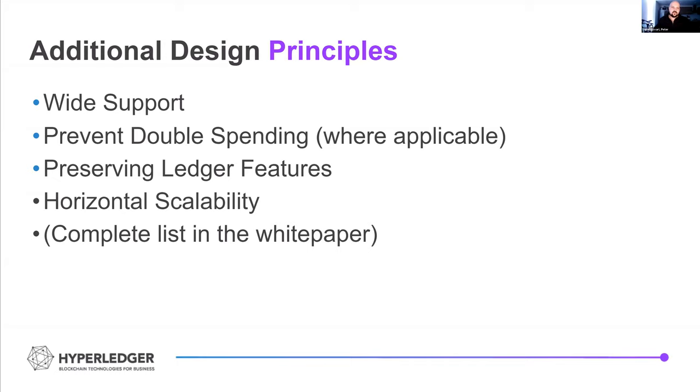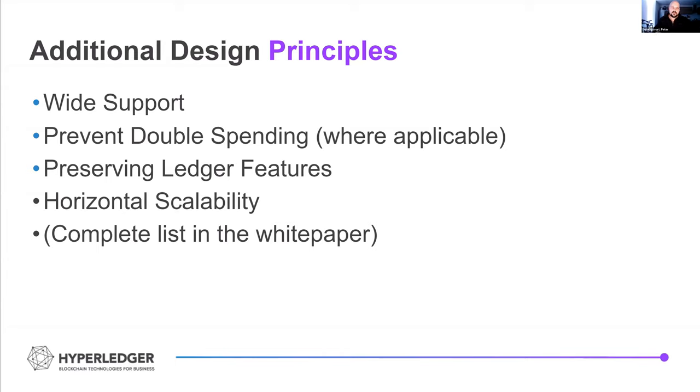And some more design principles that I will also cover in greater detail. Wide support, meaning that we don't just want to support like the top 10% of the ledgers. We want to make sure that we actually cover at least 99% of them. And the way we try to achieve this is to assume very little about the ledgers themselves. Basically, the most we assume about a ledger is that it is a data store that can represent transactions and maybe blocks, and it is able to run some sort of arbitrary code in the form of smart contracts.